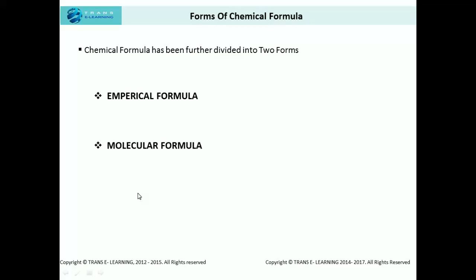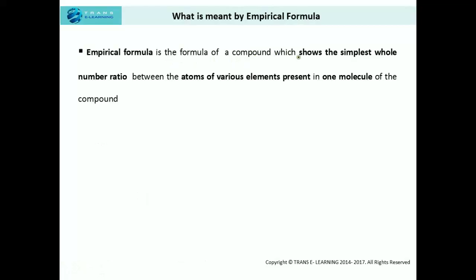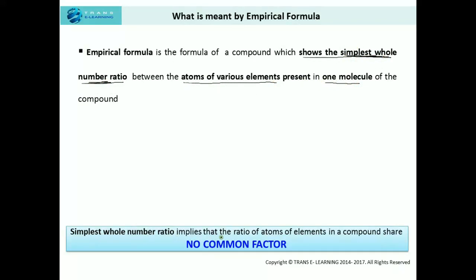In this video, we'll discuss empirical formula. Now, what is meant by empirical formula? Empirical formula is the formula of the compound which shows the simplest whole number ratio between the atoms of various elements present in one molecule of a compound. Before understanding this whole concept of empirical formula, first of all, we should understand what is meant by simple whole number ratio. Simple whole number ratio implies that the ratio of atoms of elements in a compound share no common factor. So what does this mean?